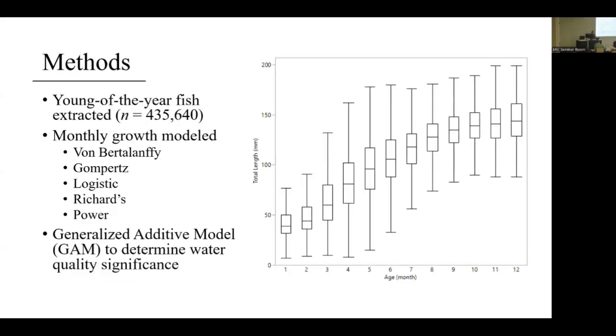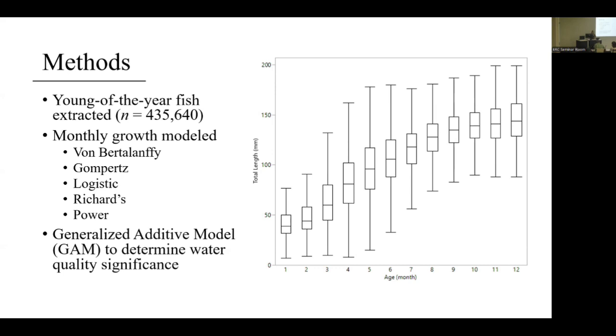So from this massive data set, we were able to extract the fish that fit the size ranges for young of the year Atlantic croaker, and we extracted over 435,000 individual fish for this project. So this graph right here is just showing the mean total length of all the fish that we looked at per month, which was roughly what we used for age, considering their spawning season time.